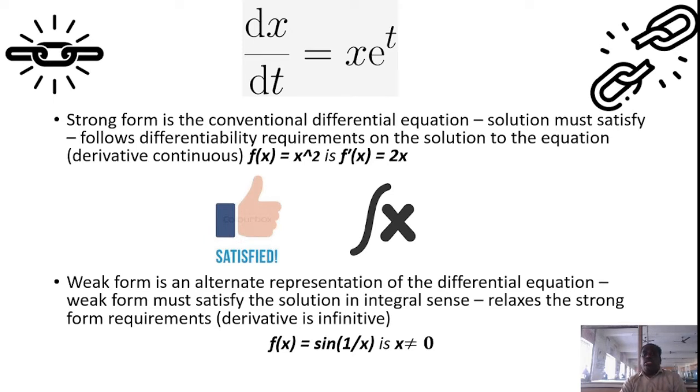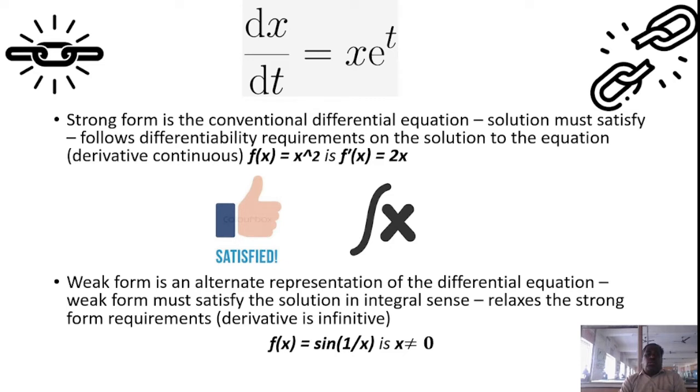To understand this, I can explain with an example. Here you see the function f of x is equal to x squared. We can differentiate x squared with respect to x. From this we get 2 times x, which is the normal derivative of x squared. So this function is continuous. These kinds of equations are known as strong form, the conventional differential equation.